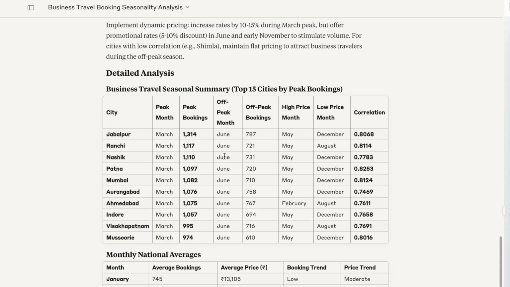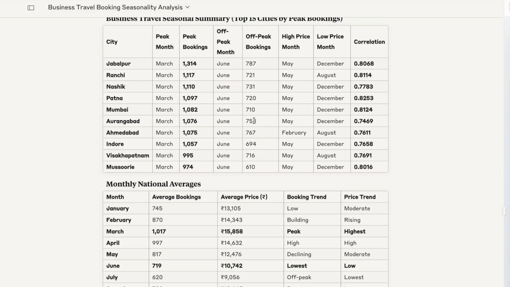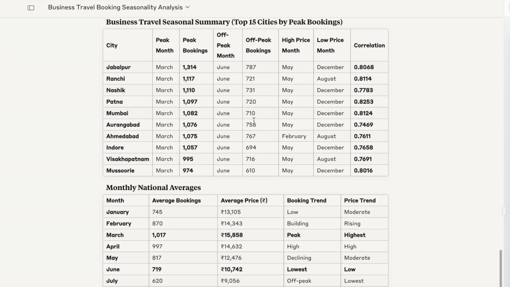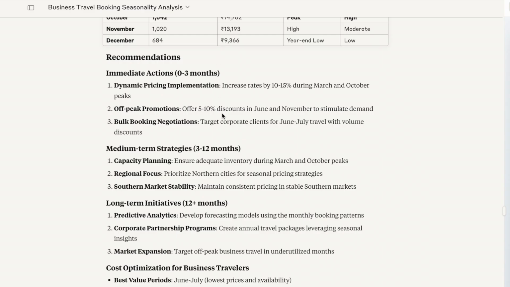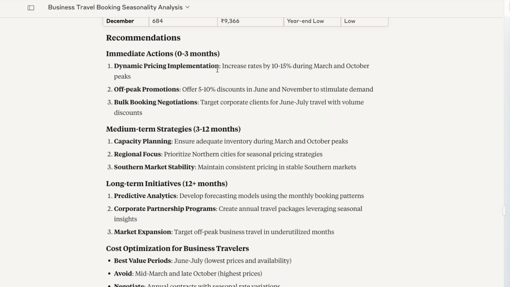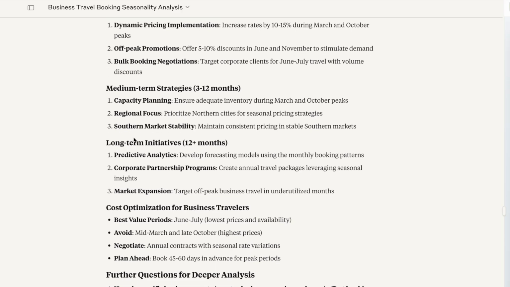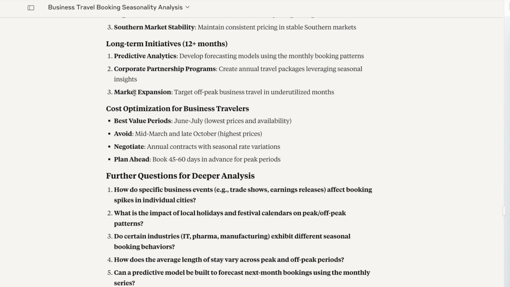Here is the data that has been pulled out to be able to do the analysis. And this data will correlate with the analysis. Recommendations: dynamic pricing implementation, off-peak promotions, different strategies for capacity planning, regional focus, long-term initiatives, and also more questions that could be asked for a deeper analysis.